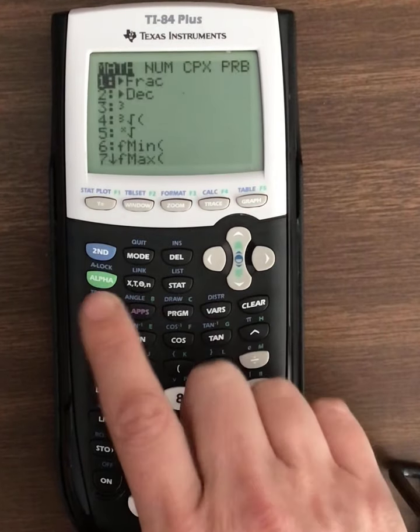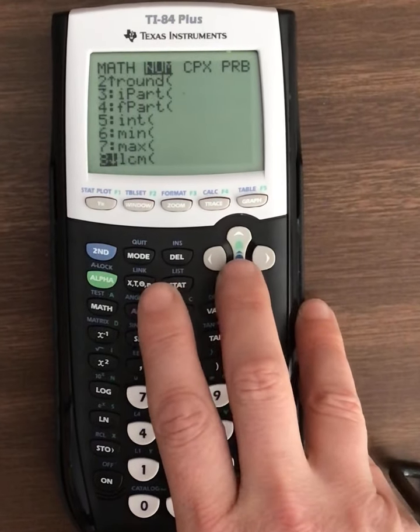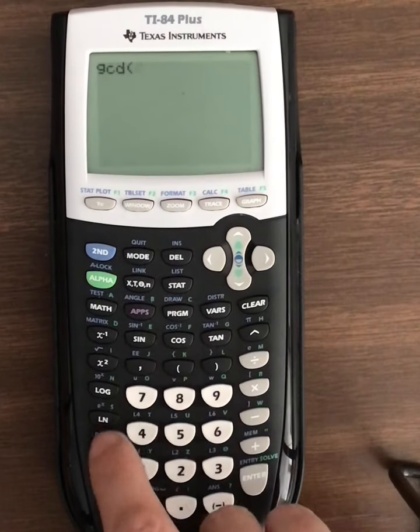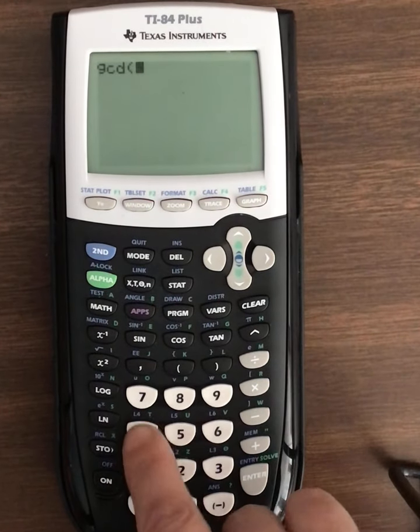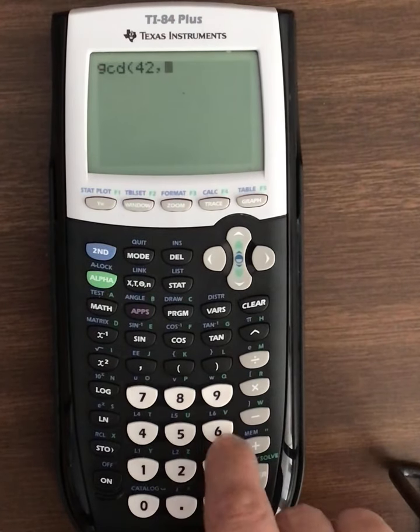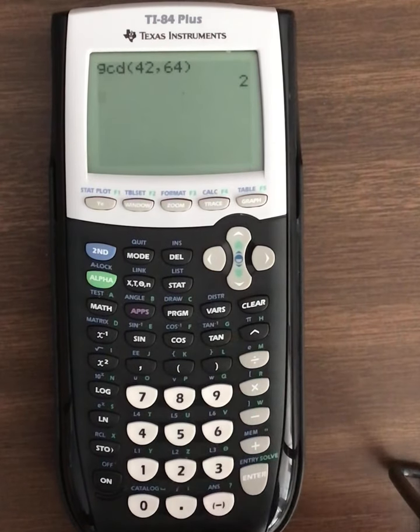You're going to go math, over to numbers, go down to number 9. It says GCD, and click enter. And then we're going to put our numbers in here. So let's say we were doing 42. We have to have a comma. It's right above the 7. And 64. We close our parentheses and hit enter, and it tells us our greatest common factor is 2.